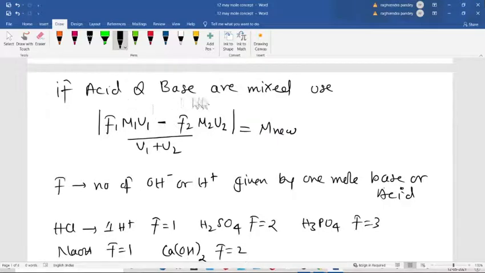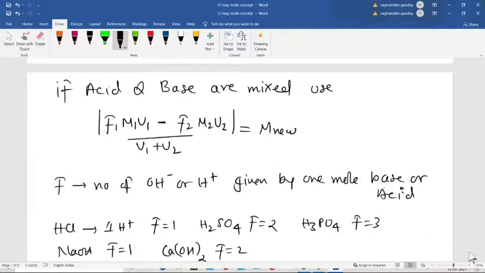So when acid and base are mixed, we use this formula: F m1 v1 minus F2 m2 v2, divided by v1 plus v2. So that is your new molarity. Take the mod value.